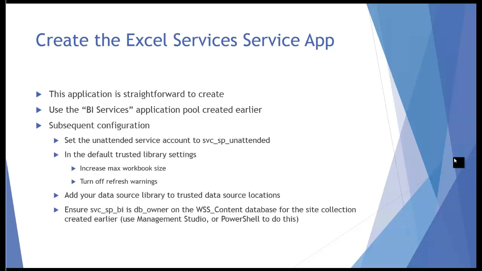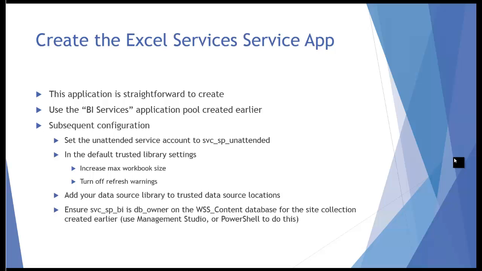So the first is setting the unattended service account to that account that we created. The service has to be unattended, and this is done within Central Administration. And then in the Trusted Library settings, there are a couple things we need to do. One is increasing the maximum workbook size. The maximum workbook size that's default is pretty small, and it's okay for just regular workbooks, but for something that has BI content, for example, that might be a Power Pivot workbook, that's going to be just too small. So right off the bat, we'll bump that up to some level that we think is reasonable.